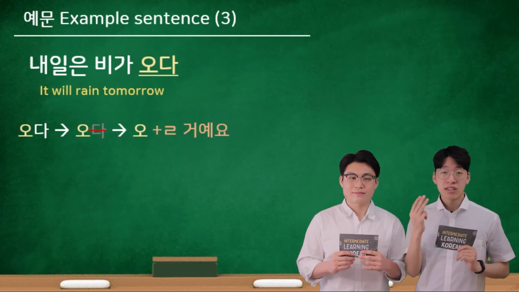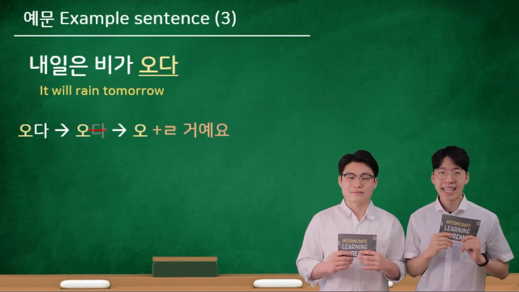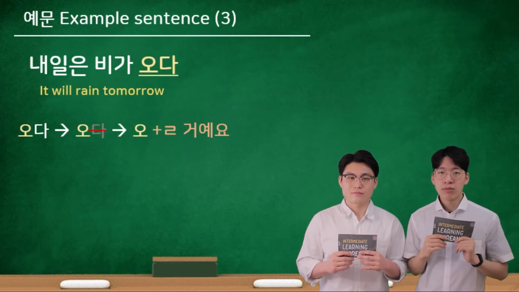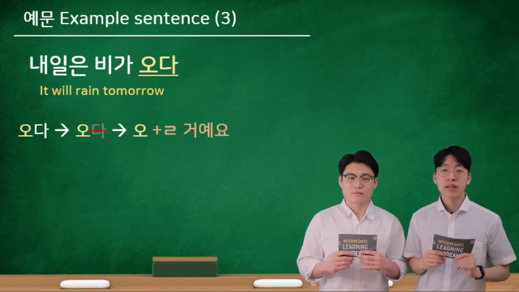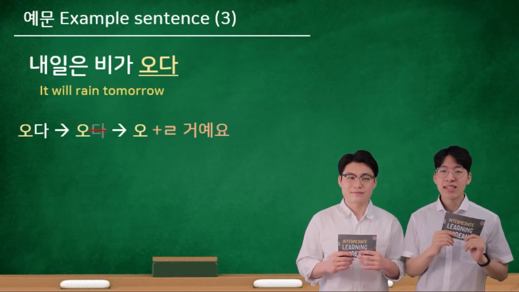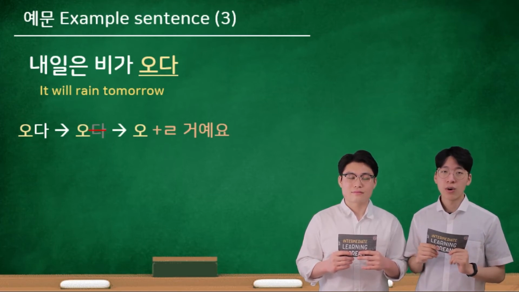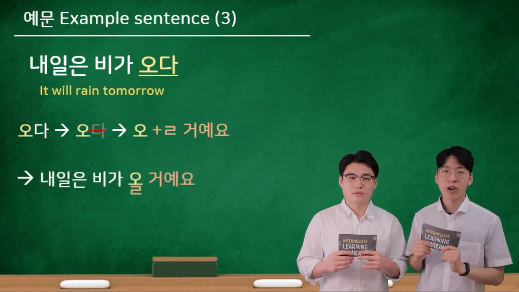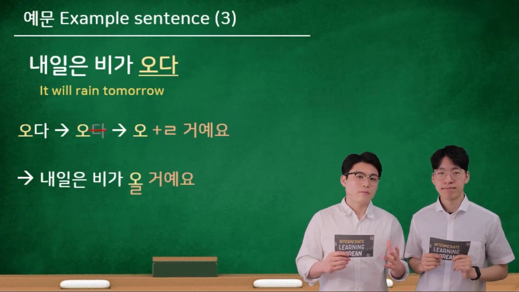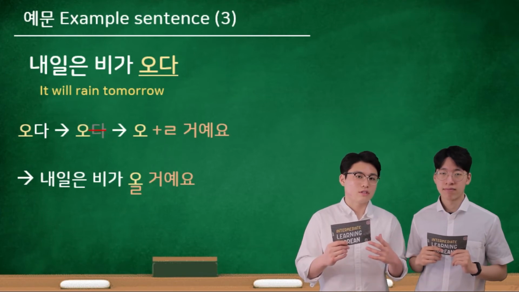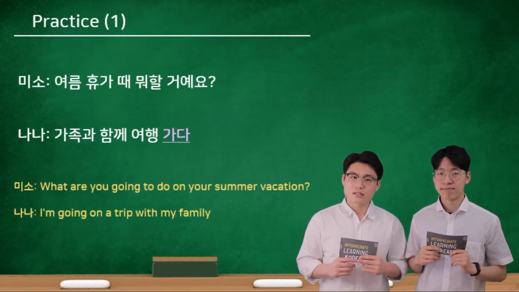Yes, this is the third example sentence. 내일은 비가 오다. When we remove 다 from the verb 오다, we can use ㄹ 거예요 because there is no final consonant. So it becomes 내일은 비가 올 거예요. Yes, I can remember better because I hear the explanation through example sentences. And you guys?